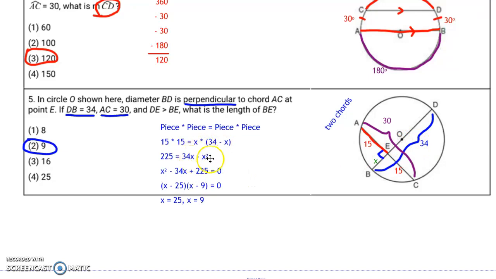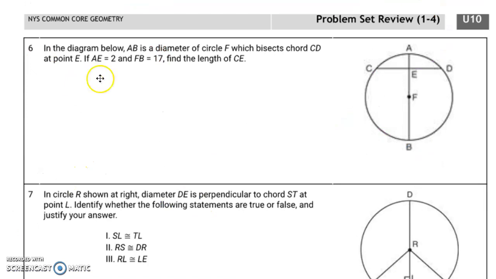Multiplying them together gives us another algebra review problem, a quadratic equation which has two answers, 9 and 25. It tells us that BE is smaller than DE, so BE is the smaller of the two. It's got to be 9. All right, moving on to the next page.